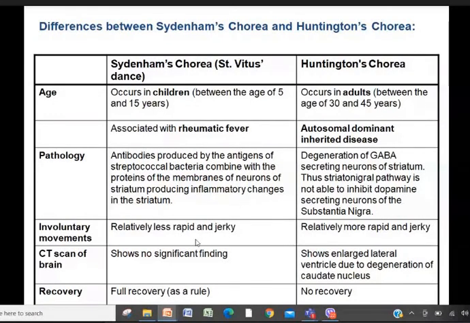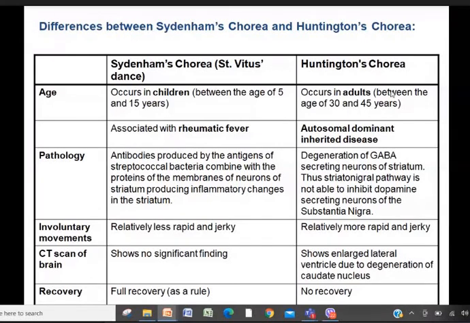The main importance is what you have to see in the CT scan. In Sydenham chorea, you can't see any significant finding in the CT scan of the brain. But in Huntington chorea, you can see enlarged lateral ventricles due to the degeneration of the caudate nucleus. Why do you have to study this? Because we are studying basal ganglia. The caudate nucleus is a basal ganglion. If there is degeneration of the caudate nucleus, you can see the enlarged lateral ventricles. So these are the differences, and it occurs between the ages of 5 to 15 years.